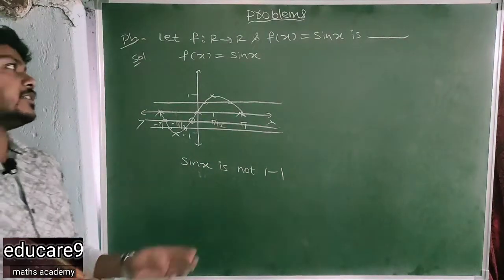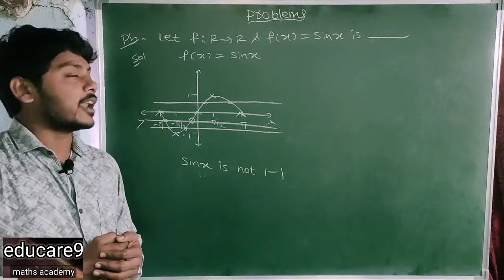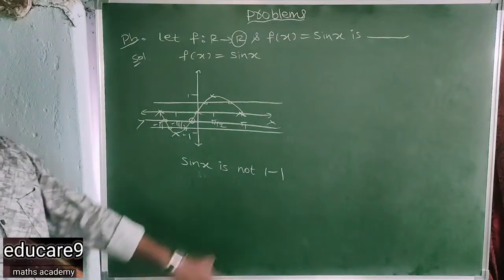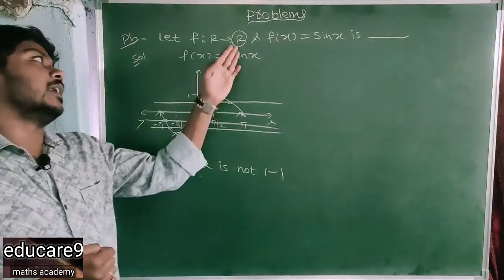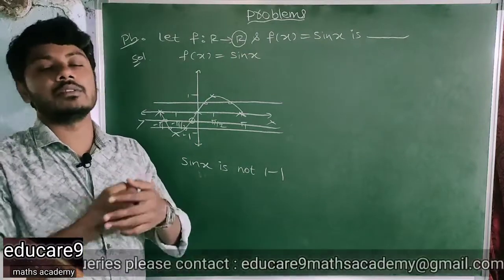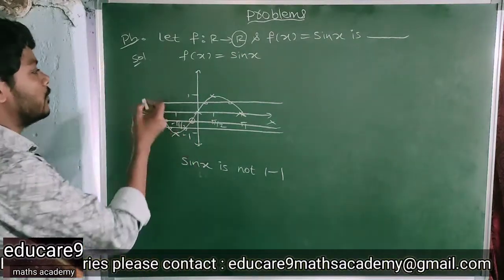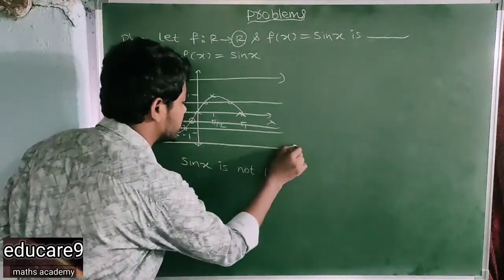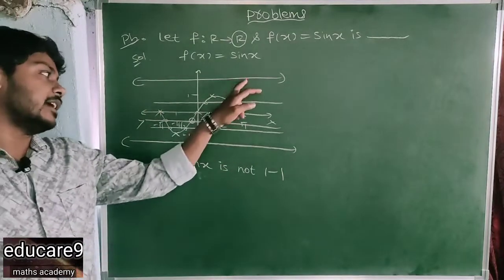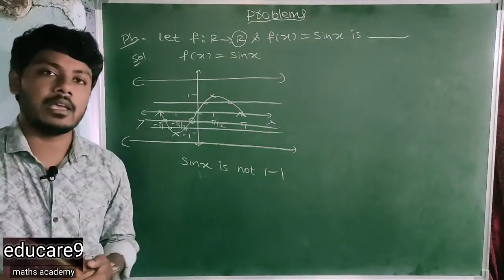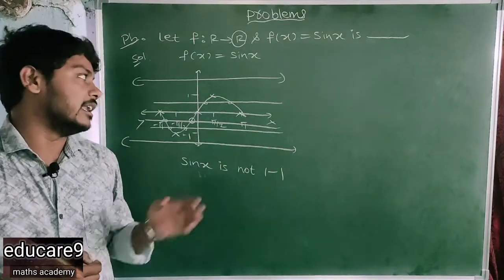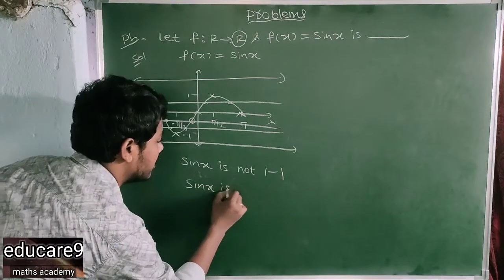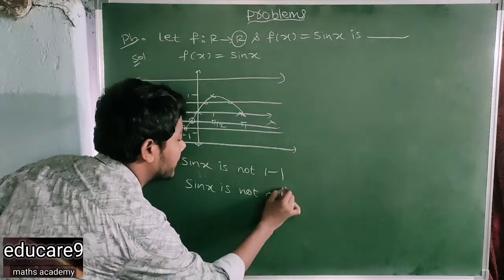Now, is it onto or not? For onto, you have to observe the codomain. So your codomain is what? R. R means real values for all values of y. For example, draw the horizontal line above 1 and below minus 1. Now these horizontal lines do not touch the given graph. Then clearly this is not onto. Therefore, sin x is not onto.